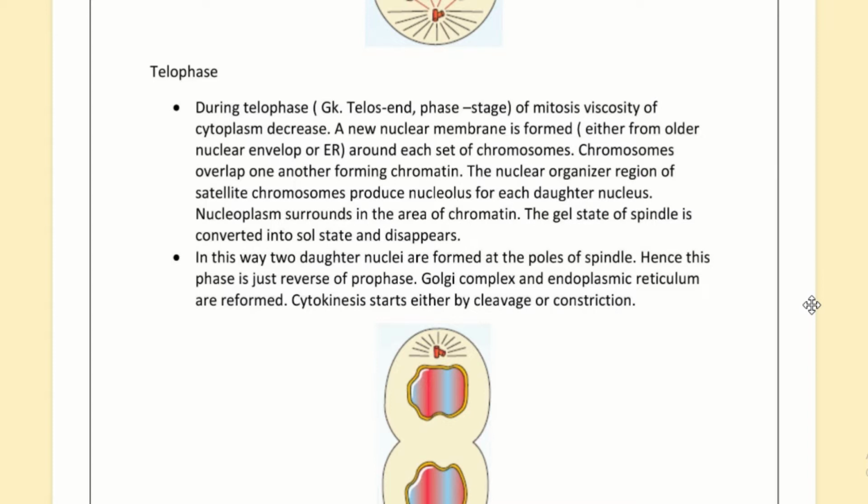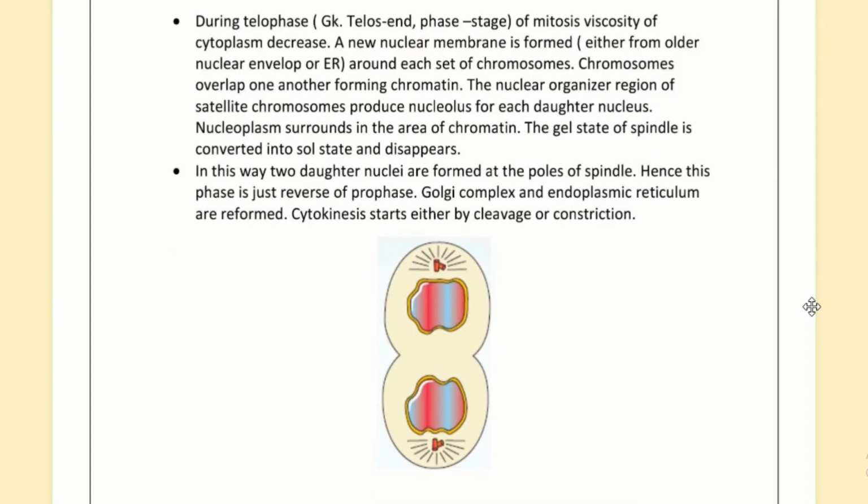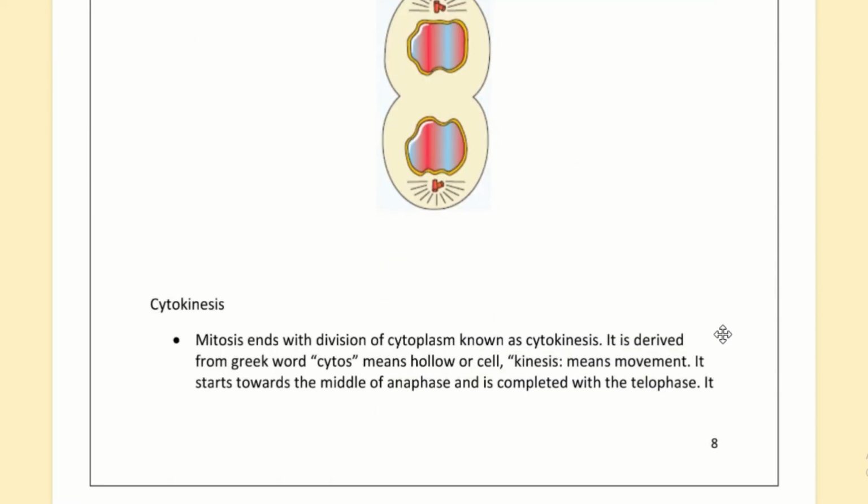The gel state of the spindle is converted into sol state and disappears. In this way, two daughter nuclei are formed at the poles of the spindle. Hence, this phase is just the reverse of prophase. Golgi complex and endoplasmic reticulum are formed. Cytokinesis starts either by cleavage or constriction.